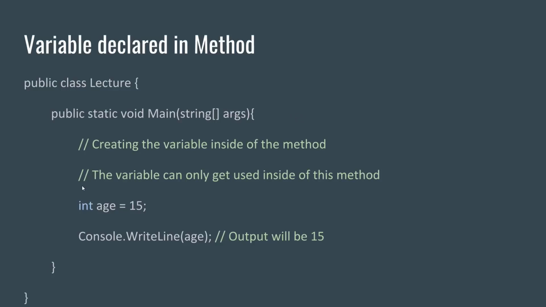Now, if we create a variable in here, which we do in this example, then this variable can only be used within that same method. So we cannot use it outside of this method. Anywhere else, this variable will not be known, and we will get an error if we use it. So that's something that you have to consider. This is called scope, and it pretty much says that if you create something within a method, then you cannot use it outside of the method, but you can use it within the method.